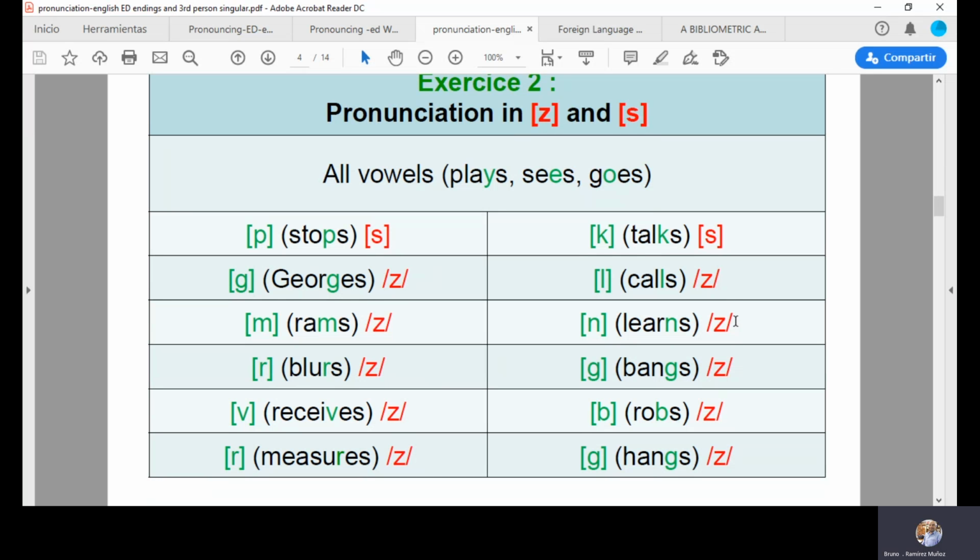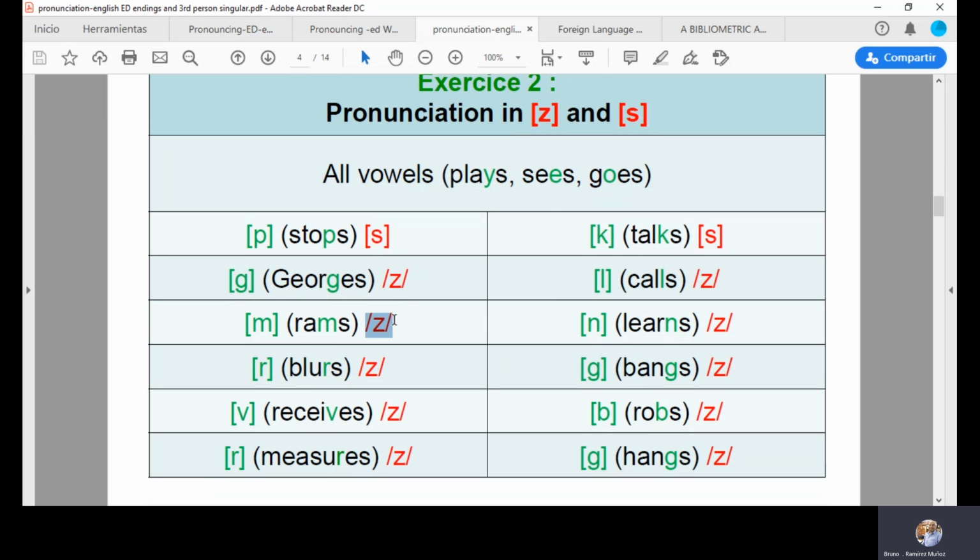Okay, basically the voiceless endings, or the voiceless consonant sounds such as p in stops, k in talks, get a voiceless s. All of the other consonant sounds which are voiced, such as l in calls, n in learns, g in bangs, b in robs, etc., and v in receives, and the endings in measures, blurs, and rams, get a voiced z.